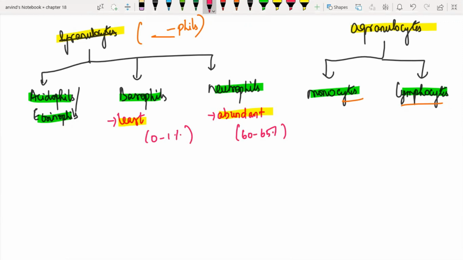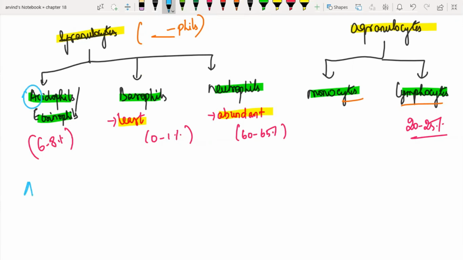The second most abundant will be lymphocytes, because they are part of the immune component. And 6 to 8% you will have acidophils. Not much of a take home point. Just know the most abundant is neutrophil, the least is basophil. Functions of acidophils and basophils are important. Just remember, A for A.